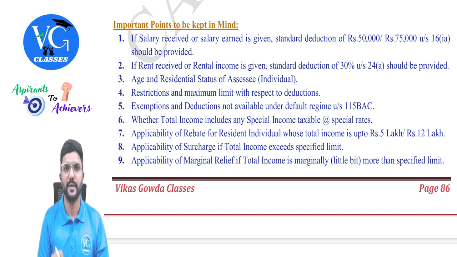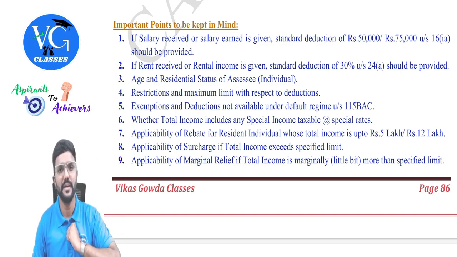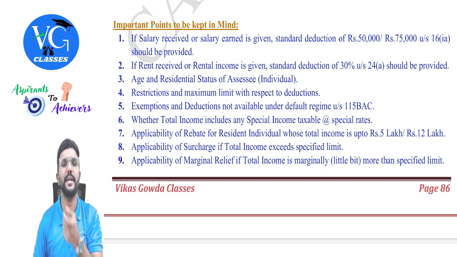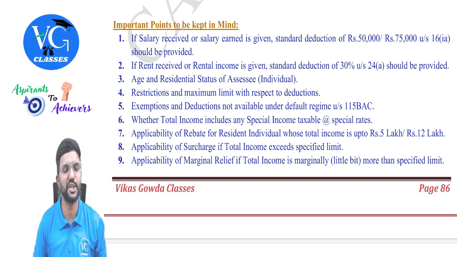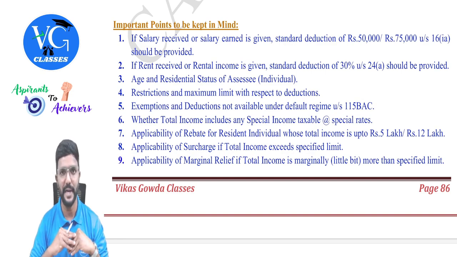Got it? Yes, sir. So if the question is specifying only the actual rent or monthly rent, straight away take that as the GAV. And if the question is silent about municipal tax, then GAV will become NAV and give 30% of NAV as a standard deduction under section 24A. Remaining will be the income from house property, guys.